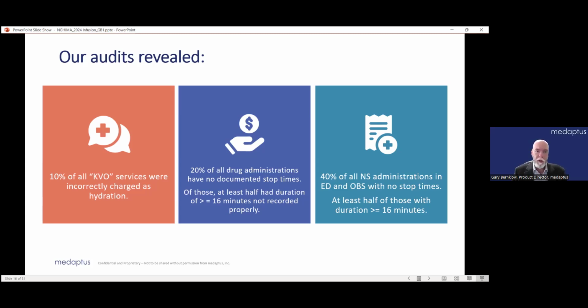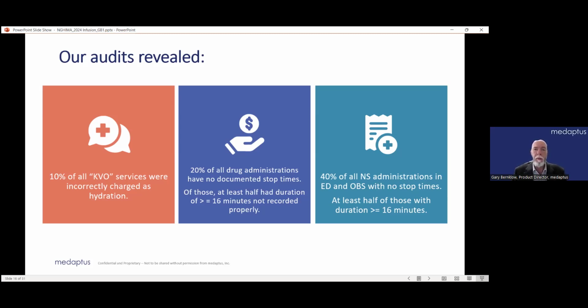We also saw that 40%, 4 out of 10, of all normal saline administrations in the ED and OBS departments that we looked at had no stop times documented. And you should be aware that the national average for emergency departments is about 35% of all patients who come into the ED have some sort of IV infusion. Because it's an outpatient department, those have to be charged the outpatient infusion way, right, with the hierarchy and the duration of services being required.